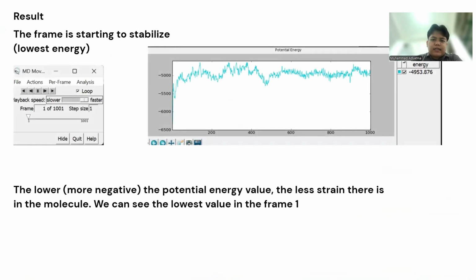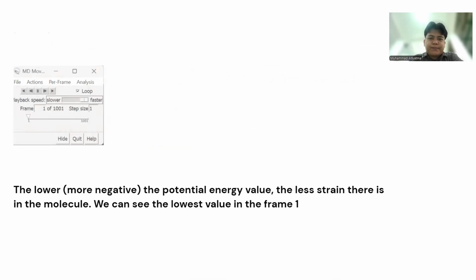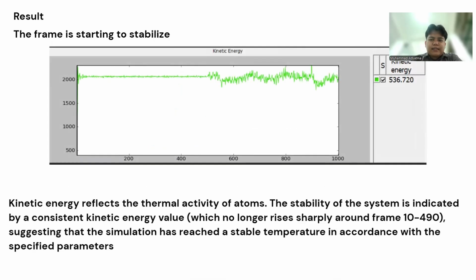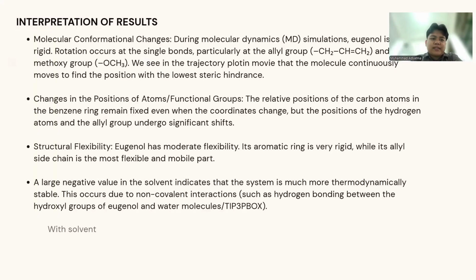And next, the potential energy. You can see the low value at frame one. The potential energy is minus 4,000. Okay, the next is kinetic energy. It is around frame 400 to 419. The simulation results in a stable temperature outcome with the specific parameters.